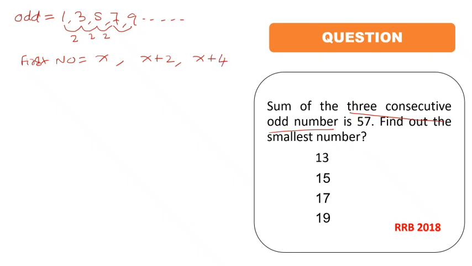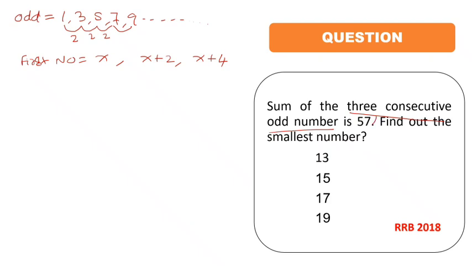Understand very clearly, if the first number is 1, then 1 plus 2 is 3, 3 plus 2 is 5, 5 plus 2 is 7, 7 plus 2 is 9, like that odd numbers will go. So if I take the first number as x, then the next odd number will be x plus 2. Then the next odd number will be x plus 2 plus 2, that means x plus 4, like that.